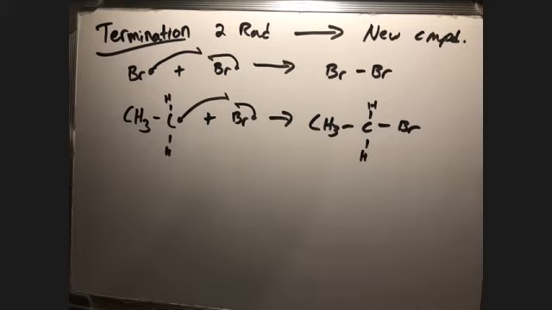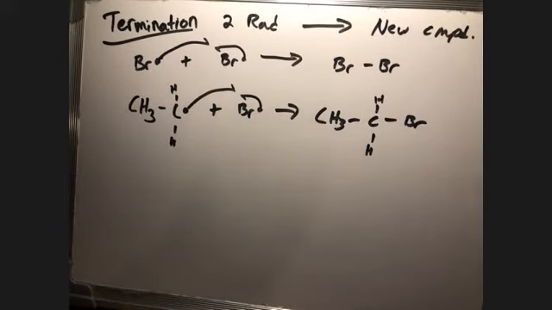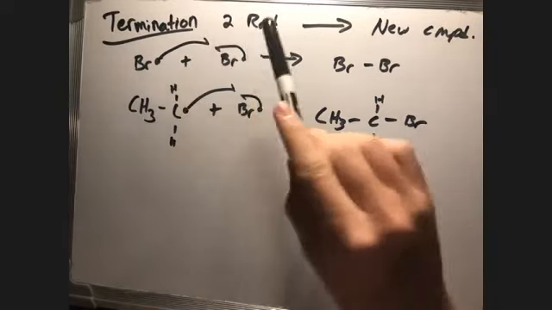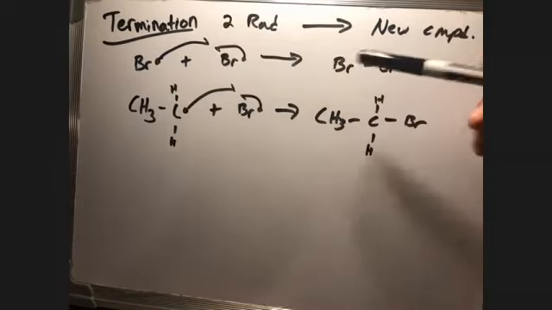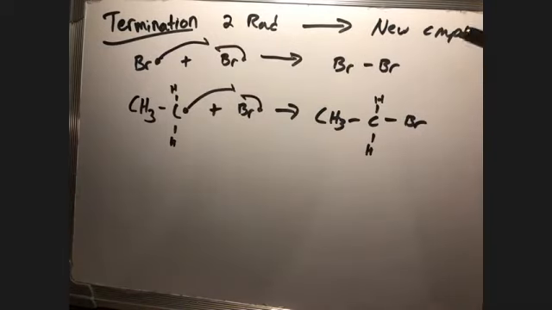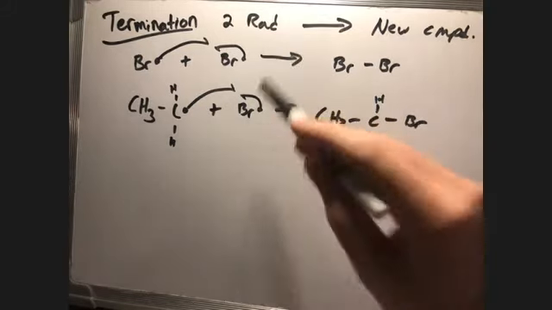But a lot of times students miss that type of question because they don't have a good grasp of just looking at it and what type of step it is. So always termination, if that's what's asked, you better take two radicals together to form a non-radical. If it's propagation, you have one radical, one non-radical, and then you make a new radical and a new non-radical. And if it's initiation, it's the opposite of termination. You have a compound making two radicals.